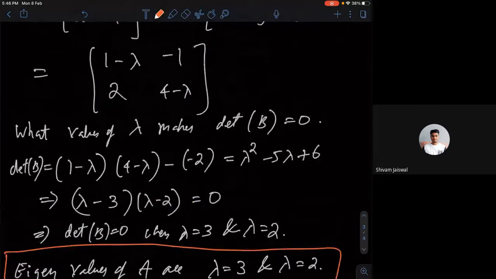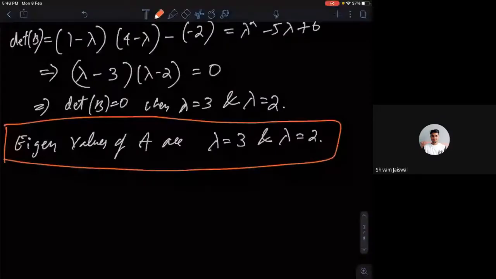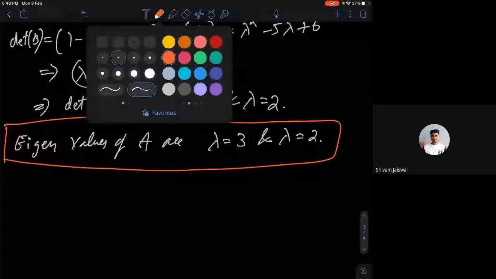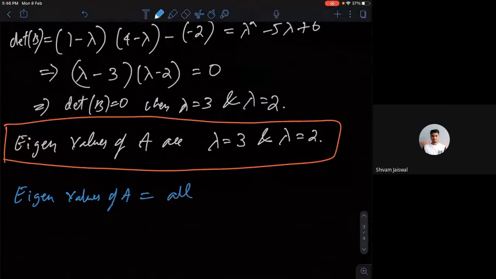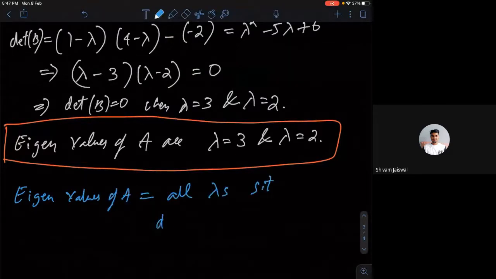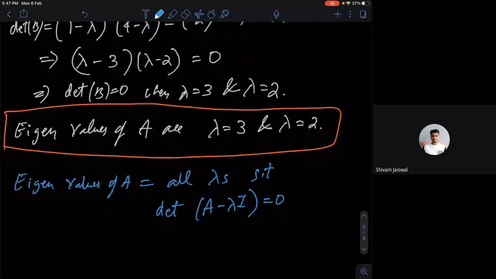Let me just recap what I just did. We just now said that the eigenvalues of A are all lambdas such that determinant of A minus lambda I is equal to 0. Good. This much is good.